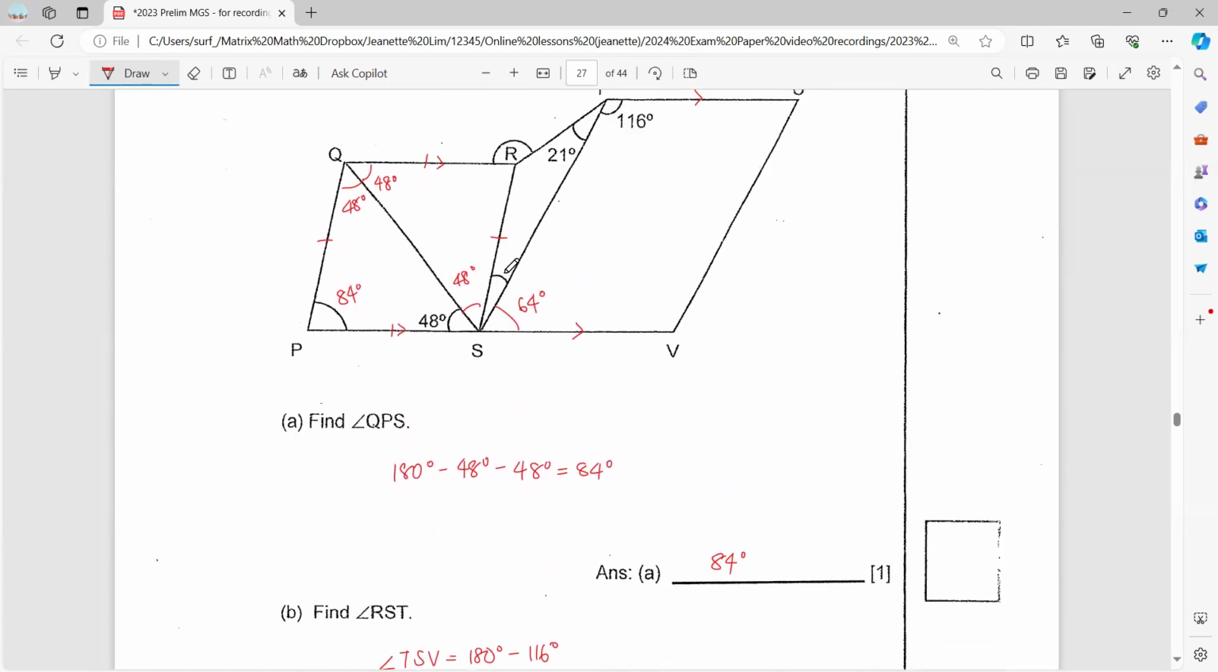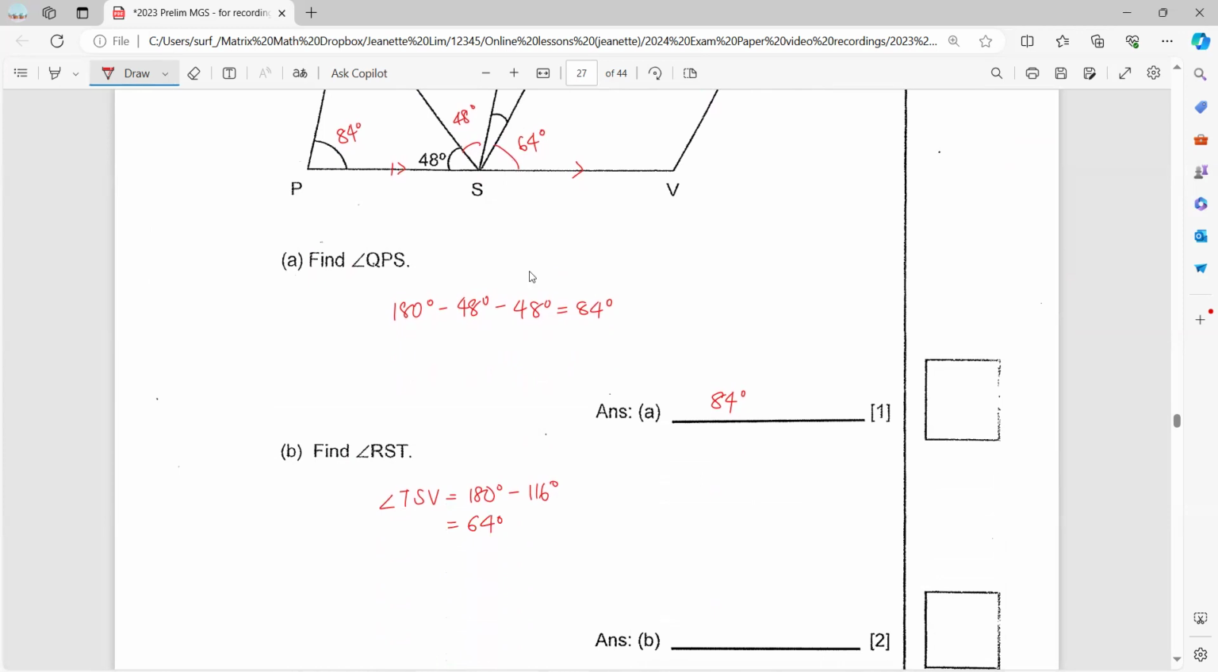RST is over here. Angles on a straight line, 180 minus 48 minus 48 minus 64. 20 degrees.